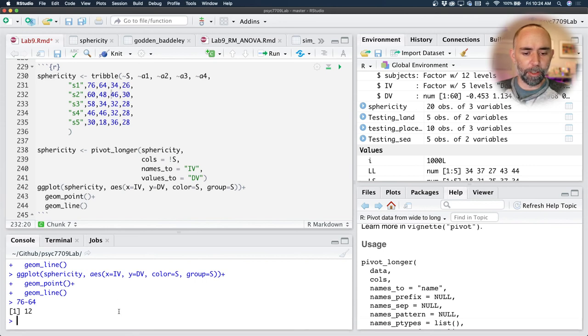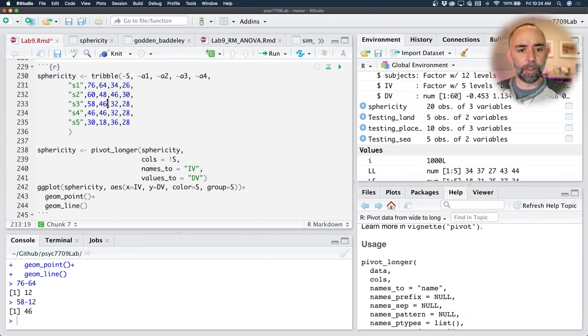How about subject three? They start at 58. Down by 12 would be 46, so I'm going to put that 46 here. 46 going down by 12 for the next subject, that's a 34, so I'm changing that to 34. 30 down by 12. Did we get that? No, that's more than 12. Oh, it is 12. Great.